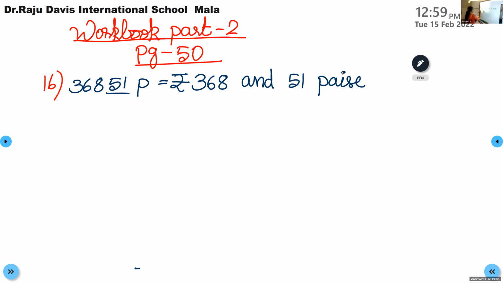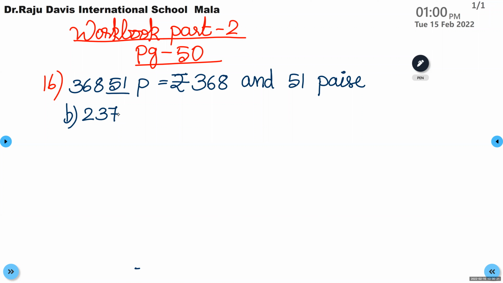Okay, this is A. Now B. Is there any point? Can we write it like 3608.51? No, because the previous one was also like that, no? So just for making a change in the answers.